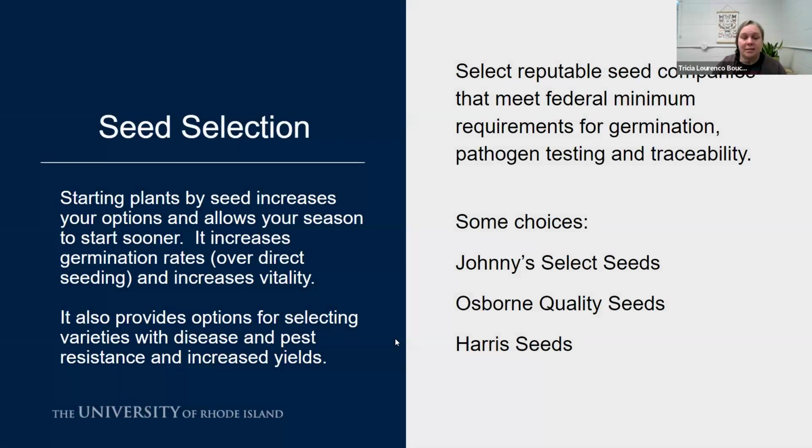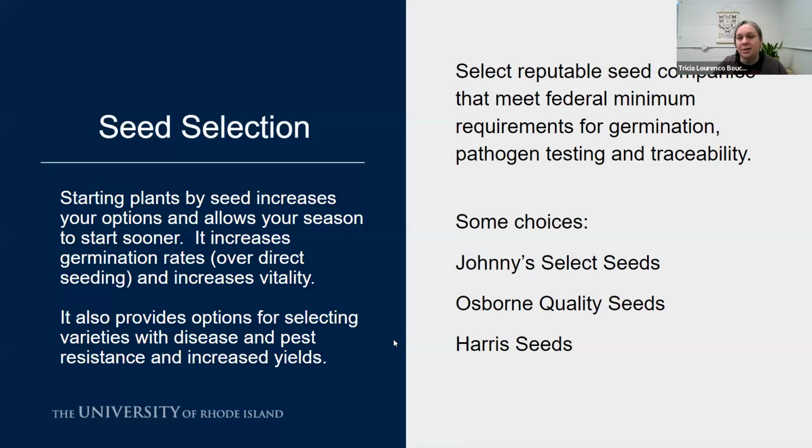So we'll start with seed selection. Starting plants by seed increases your options and allows your season to start sooner. It increases germination rates over direct seeding and increases vitality. It also provides options for selecting varieties with disease and pest resistance and increased yields.